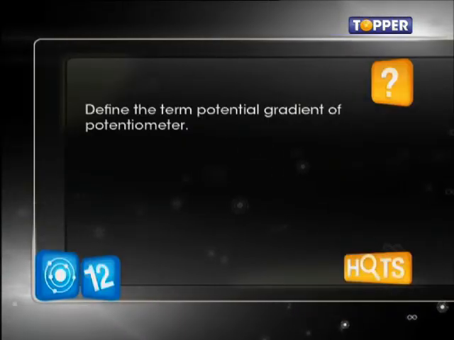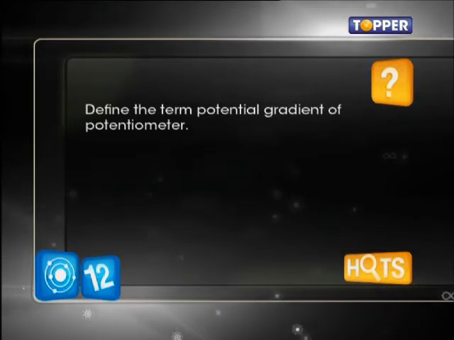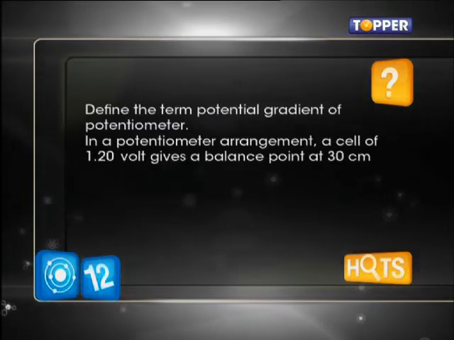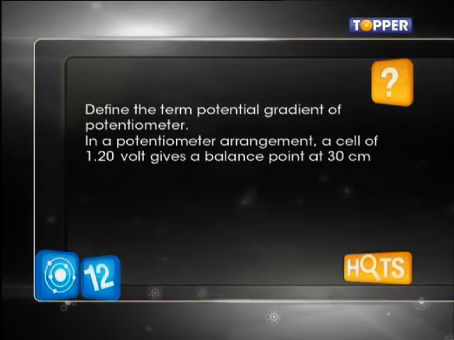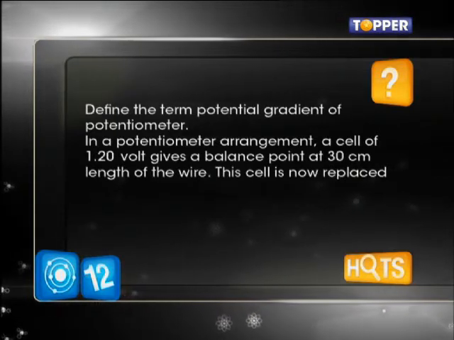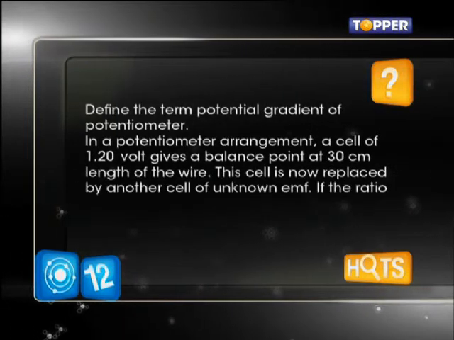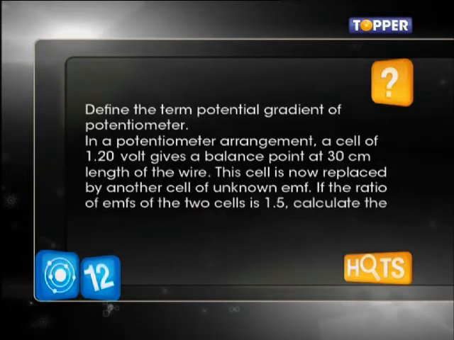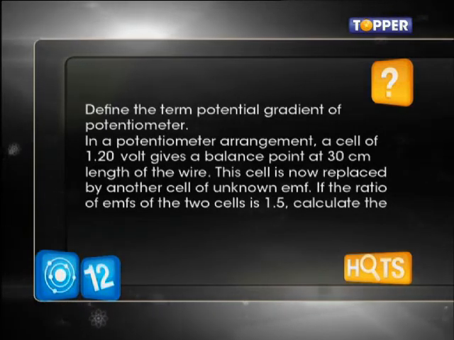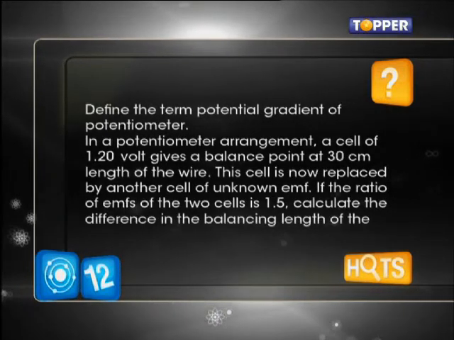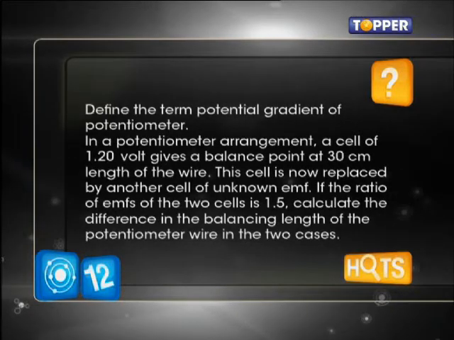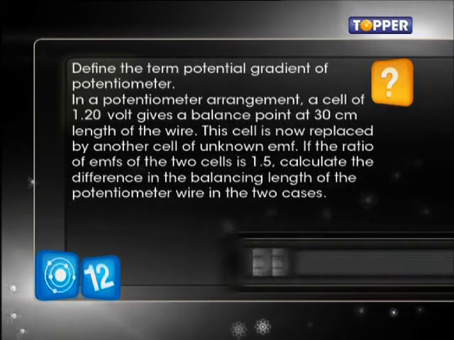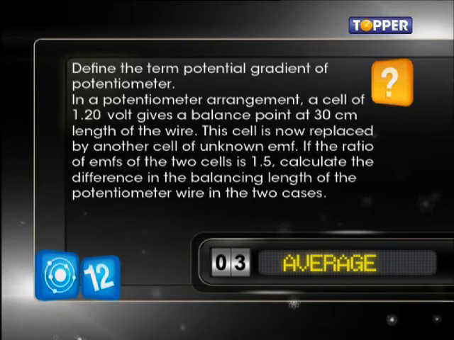Here you need to define the term potential gradient of potentiometer. In a potentiometer arrangement, a cell of 1.20 volt gives a balance point at 30 centimeter length of the wire. This cell is now replaced by another cell of unknown EMF. If the ratio of the EMFs of the 2 cells is 1.5, calculate the difference in the balancing length of the potentiometer wire in the 2 cases. This is a 3 marks numerical. It is rated as moderate on the difficulty meter. Try it.